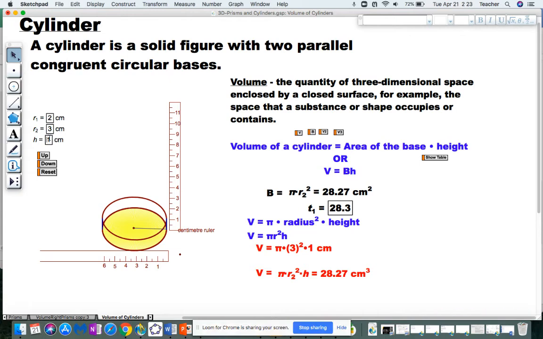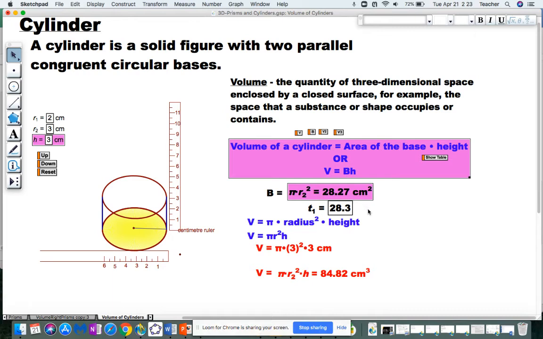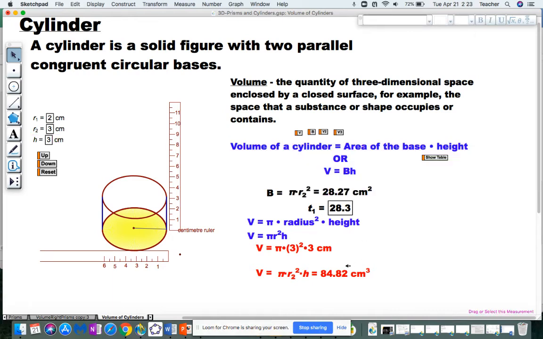All right, if I change this height to 2, it's going to do it for me down here. All of a sudden, that's 56.55. I doubled that. Okay, same thing, height to 3. All it's going to do is multiply that by the original area of the base, which is 28.27. Once again, make sure you pay attention to what it asks you to round to.